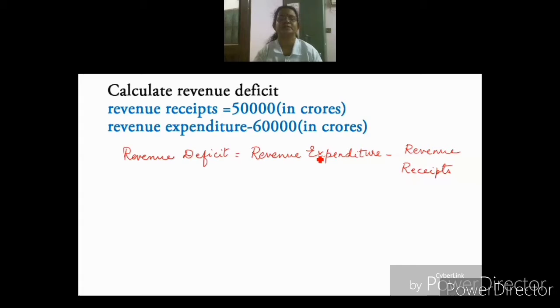So the revenue expenditure given here is 60,000 minus revenue receipts 50,000. So the answer is 10,000. As the expenditure is more, that is 60,000, and the receipts is less, 50,000, that is why we say there is a deficit of 10,000. So the revenue deficit is 10,000 crores.